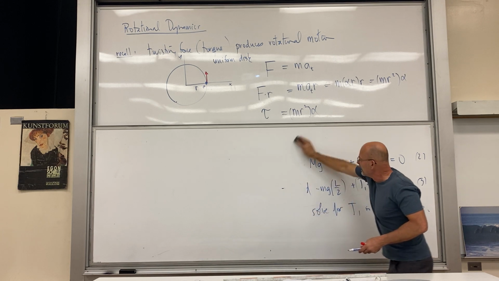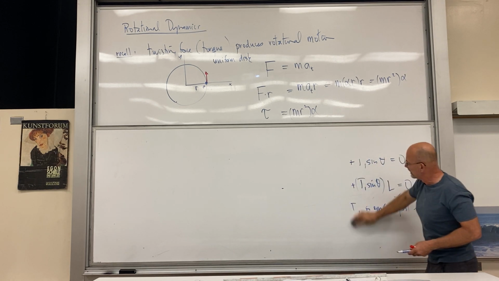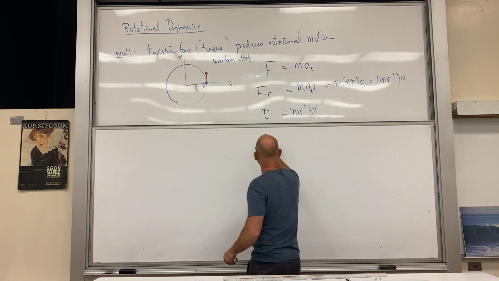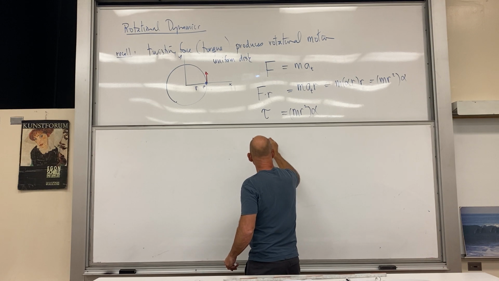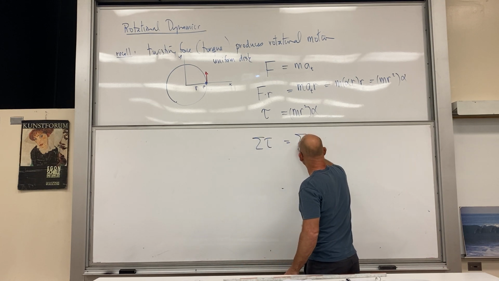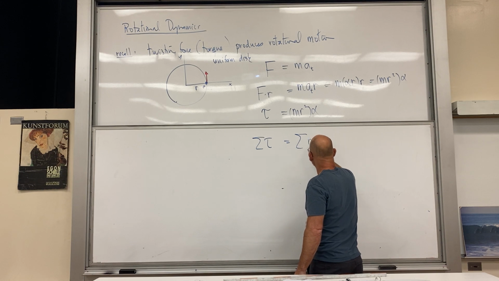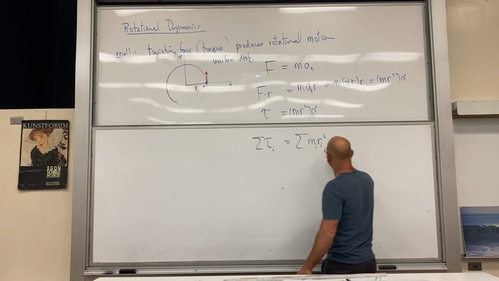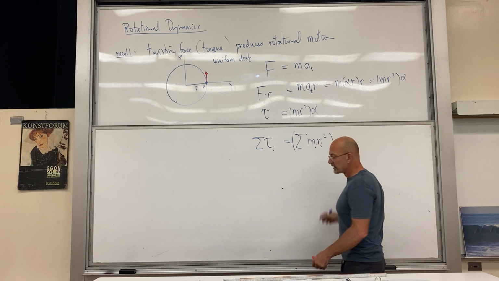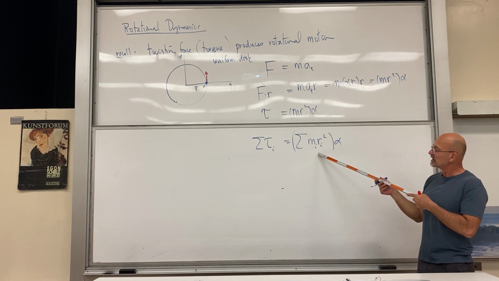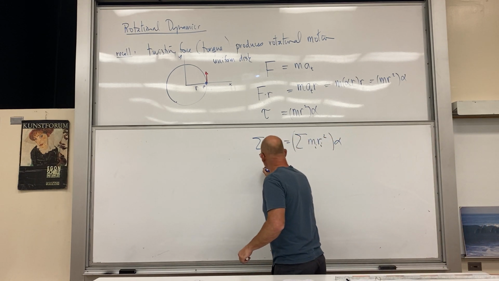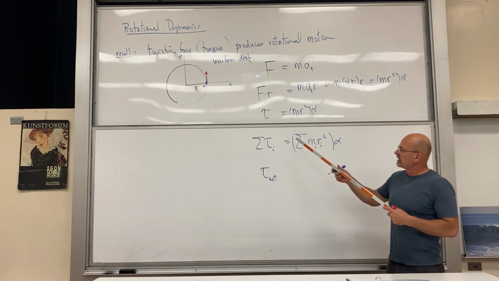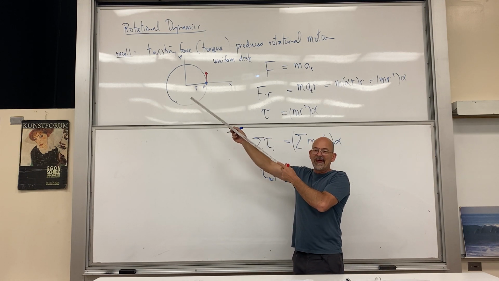We're just going to say the net torque on this entire object, sum of torques, is equal to the sum of mr squared. I'll put a little I there, times alpha, because now we really are looking at the moment of inertia. This we're just going to call the net torque on the object, because you'll have all kinds of internal forces canceling inside.